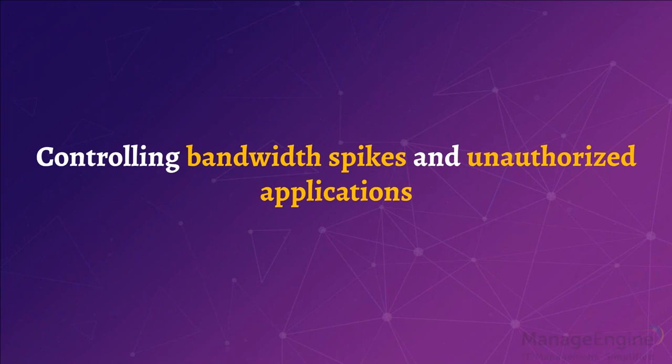In the bandwidth spike report, I found that torrent is the reason for this bandwidth spike. So I wanted to see who is using that specific application in my environment. How do I do that? Let me show you that.